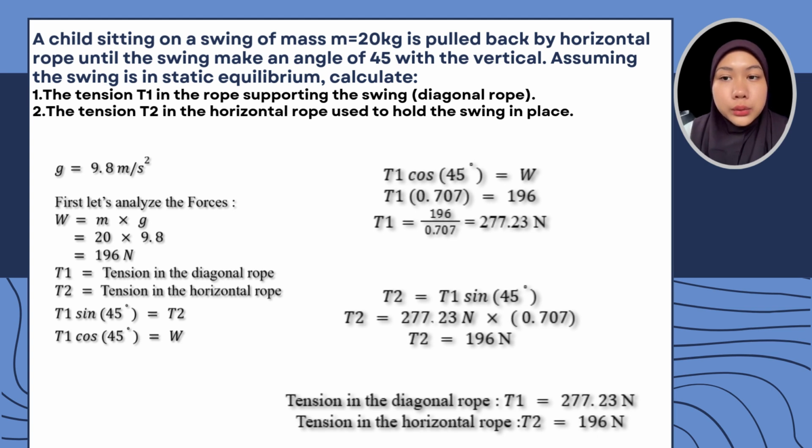T2 equals T1 sin 45 degrees. T2 equals 277.23 Newtons multiplied by 0.707, and we got T2 equal to 196 Newtons. So the final answer is T1 equals 277.23 Newtons and T2 equals 196 Newtons.